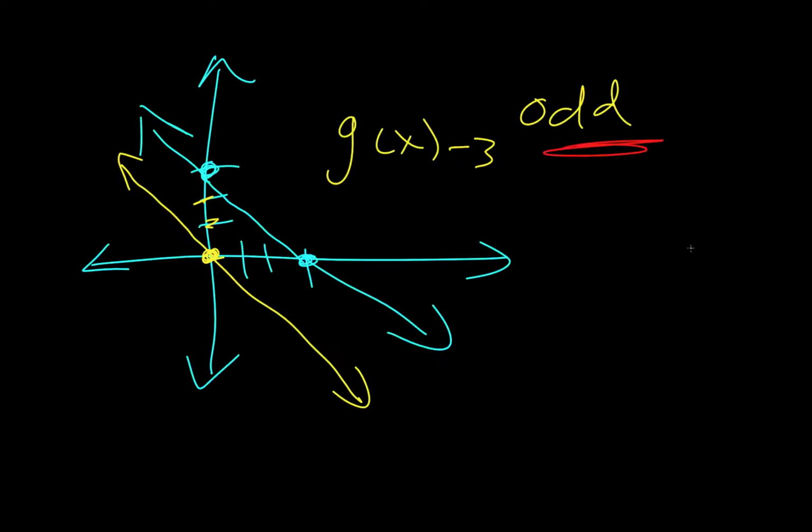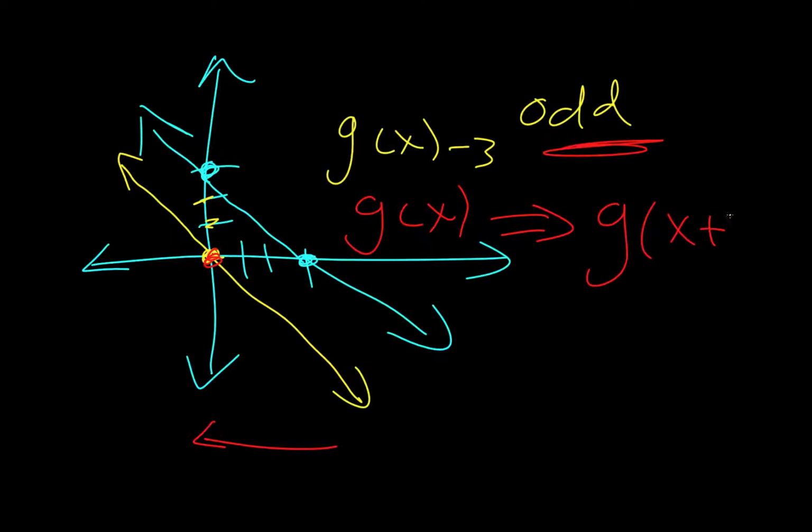Now another way to get an odd function is if we take g of x and we move it to the left 3. So to move it to the left 3, 1, 2, 3, put us right here. And to do that, we need to do g of x plus 3, because when we're on the inside, we do what's counterintuitive. So the left feels like it should be negative, but it's positive.